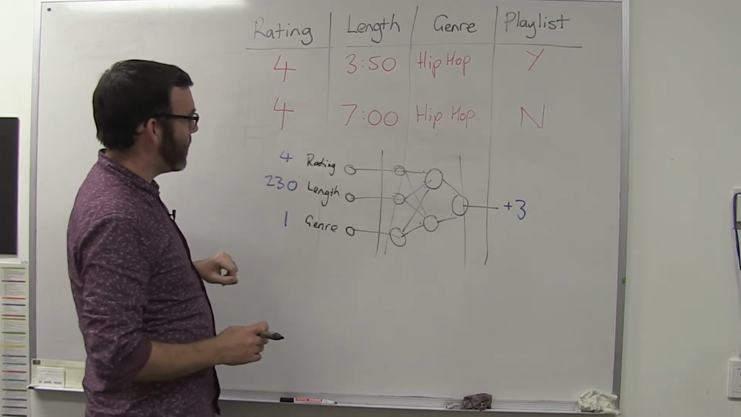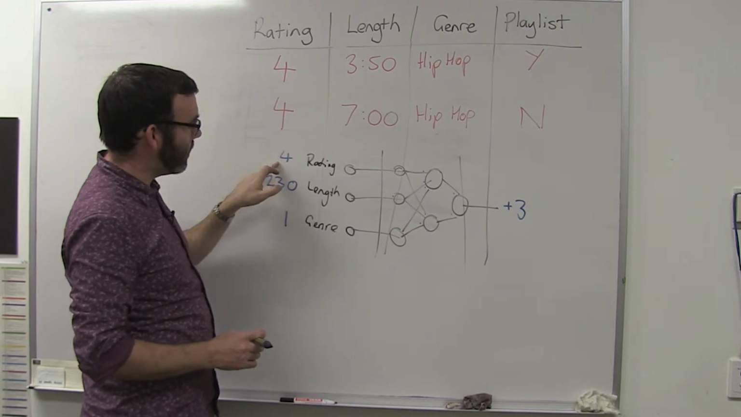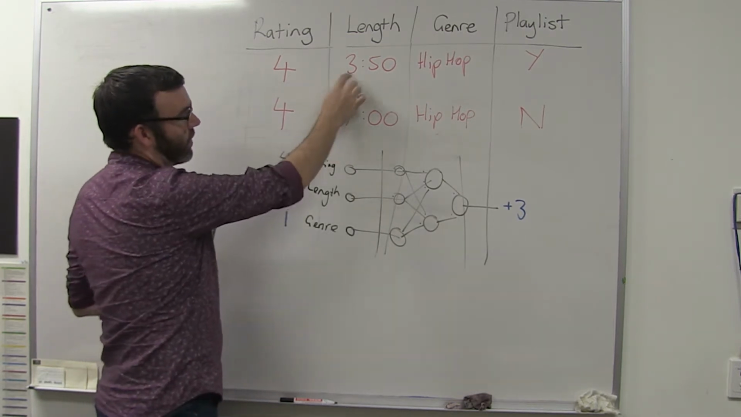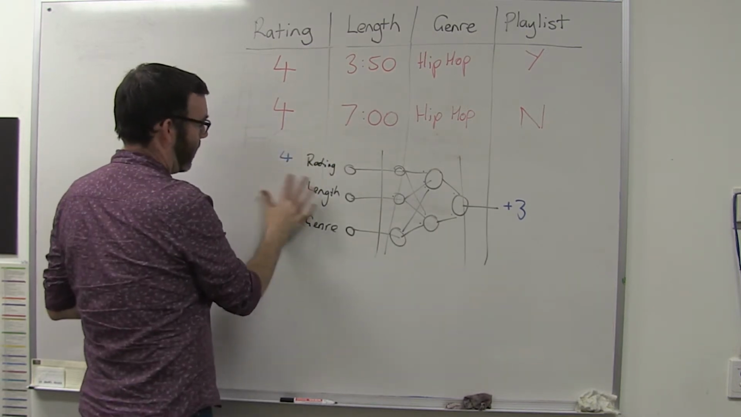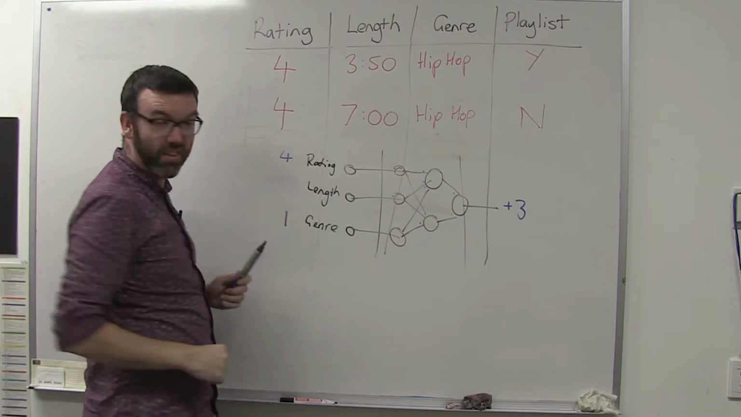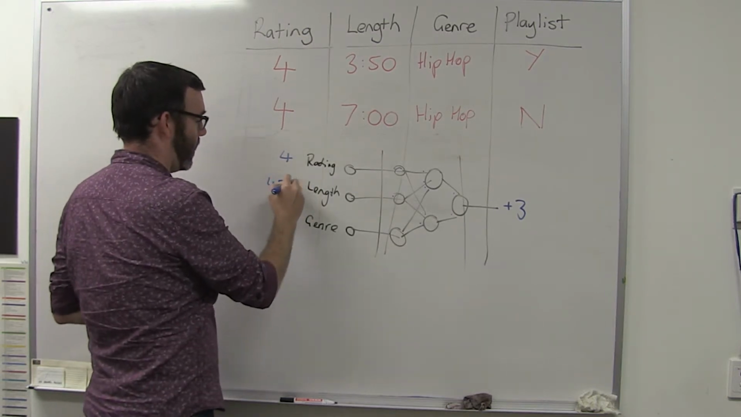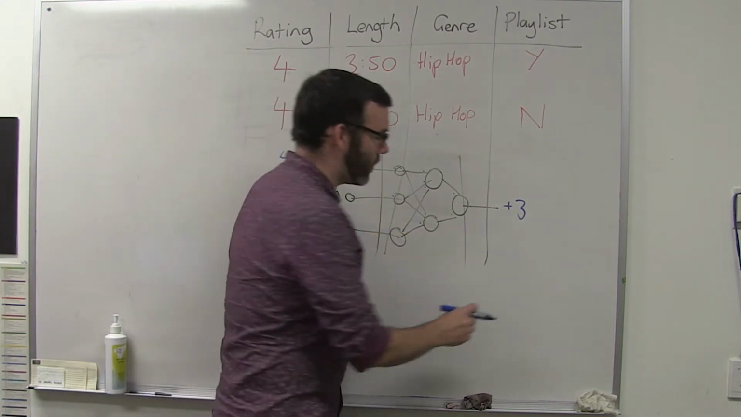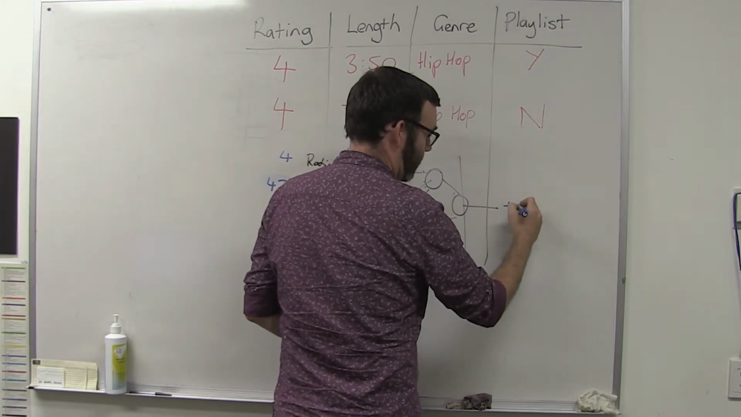Now we might actually present it with another song. So let's take this song here. It's also got a rating of 4, so that value is the same. Its length is longer though. So instead of 3 minutes 50, it's actually 7 minutes. So if we do the math on that, that is 7 times 60, which will be 430. We feed that value through, and in fact, look at the end here and look at what number comes out.